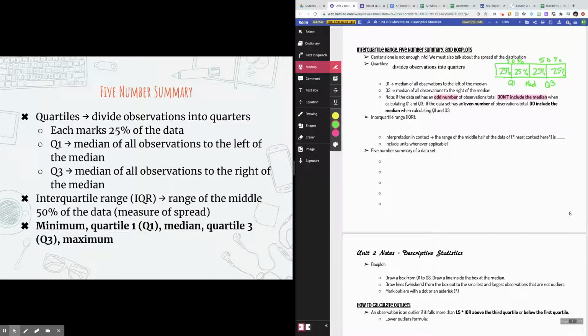But if the data set has an even number of observations, then you do include the median when you're calculating Q1 and Q3, and what I mean by the median is the two middlemost values that you average together. Okay, so with all this talk about quartiles, now I can actually tell you what the interquartile range is, or the IQR is how we normally will talk about it. So the IQR is the range of the middle 50% of the data, okay? And IQR is a measure of spread.